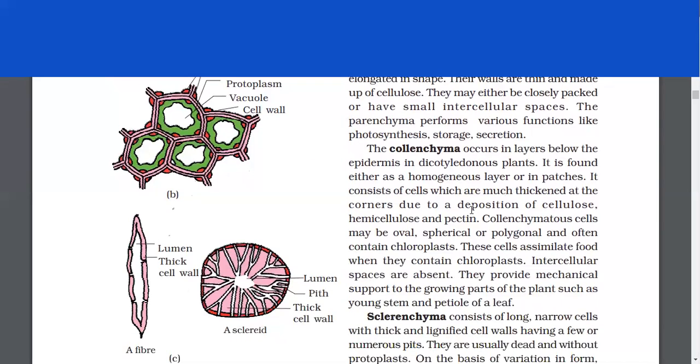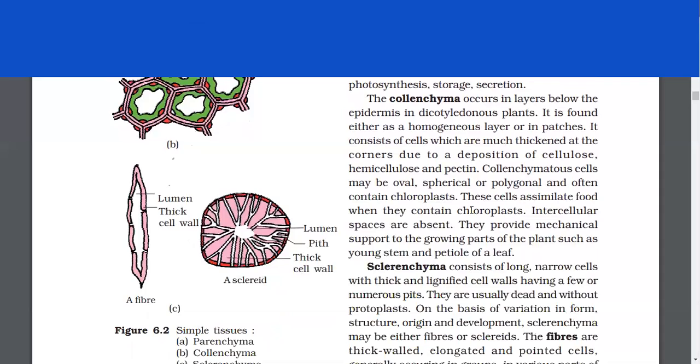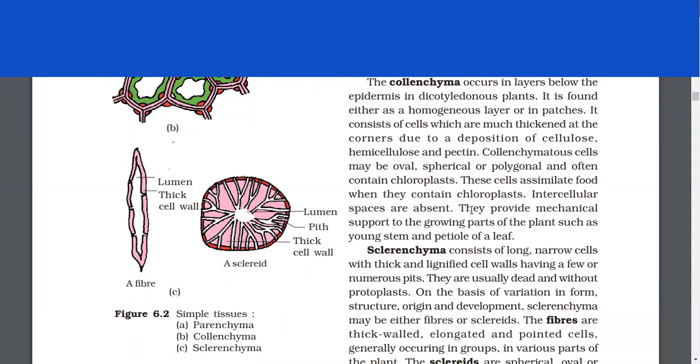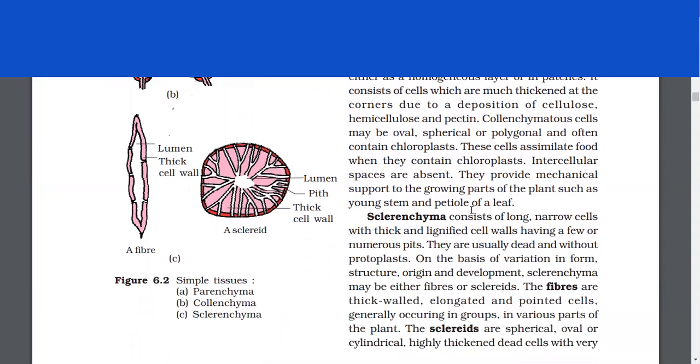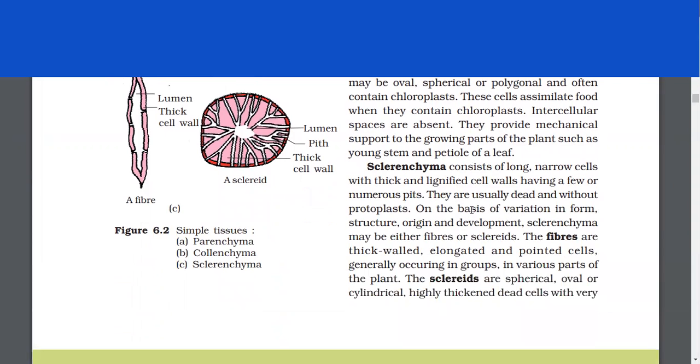The collenchyma occurs in layers below the epidermis in dicot plants. It is found either as a homogeneous layer or in patches. It consists of cells which are much thickened at the corners due to a deposition of cellulose, hemicellulose, and pectin. Collenchymatous cells may be oval, spherical, or polygonal and often contain chloroplasts. These cells assimilate food when they contain chloroplasts. Intercellular spaces are absent.